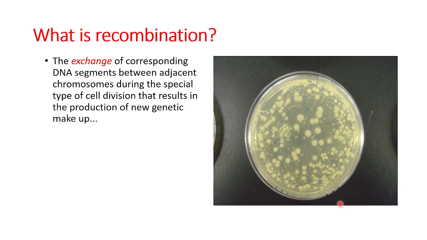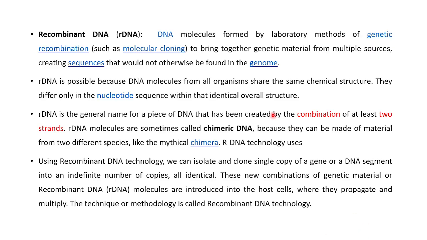Now the recombination is something that leads to the genetic shift. This is the exchange of corresponding DNA segments between the adjacent chromosomes during the special types of cell division that results in the production of new genetic makeup, and we call this the genetic shift or recombination.